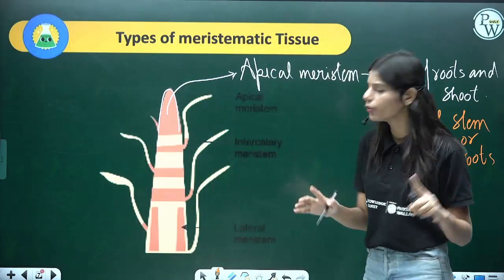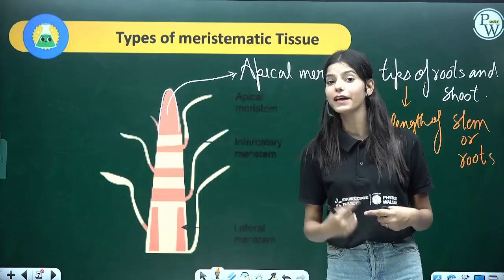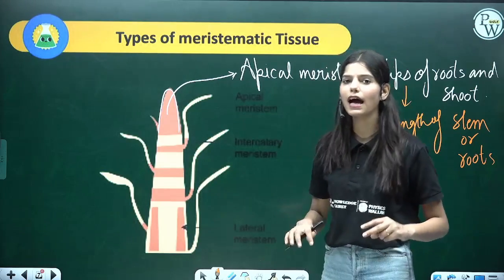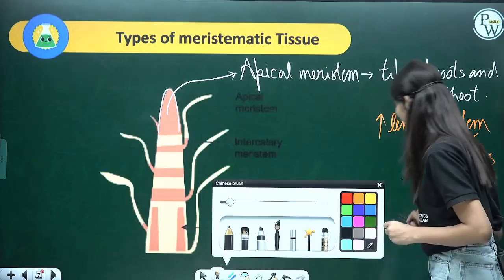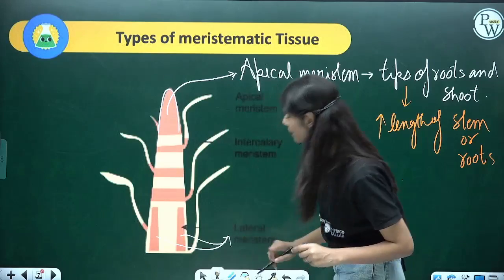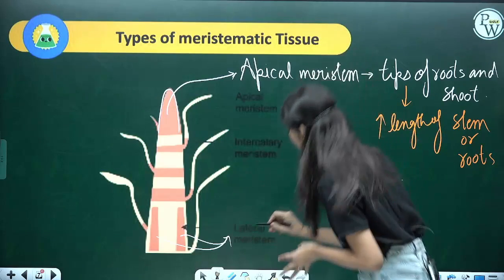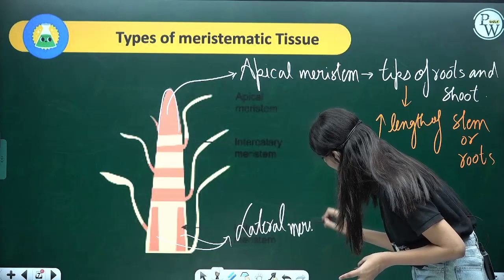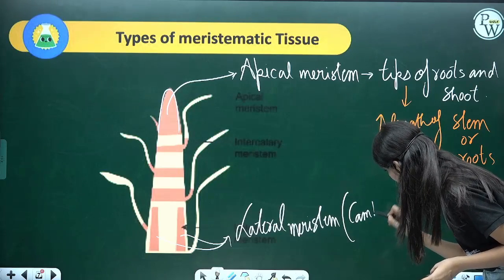Now let's talk about the lateral meristem. Here, lateral itself means sides, right? So the meristem is present on the sides of the stem. It is also called cambium, and in common language we can call it lateral meristem. If you see, there is this dark portion right here, and this dark portion is nothing but the meristem which is present on the sides, and because it is present on the sides, it can be called lateral meristem. It also has another name, and it can be called cambium.